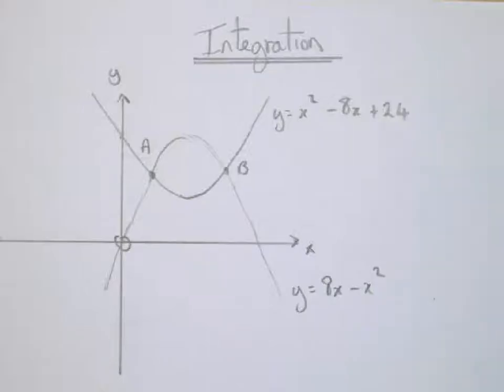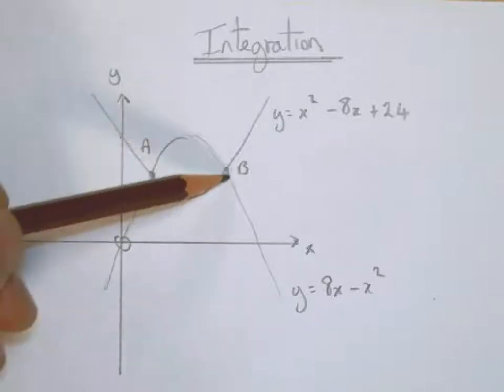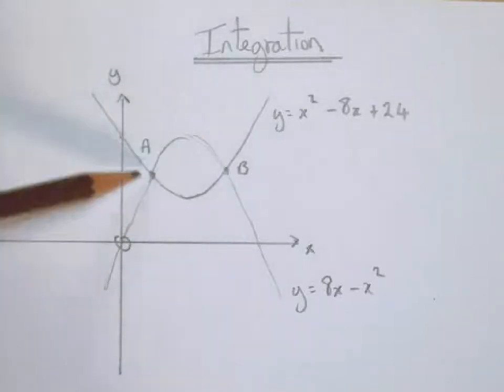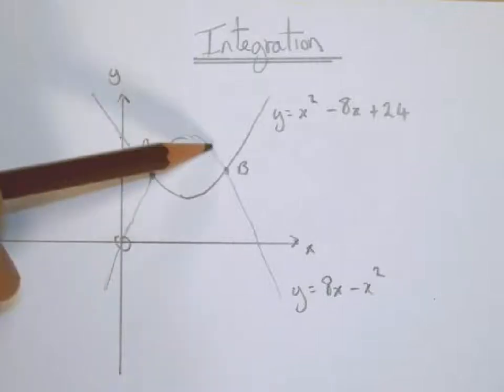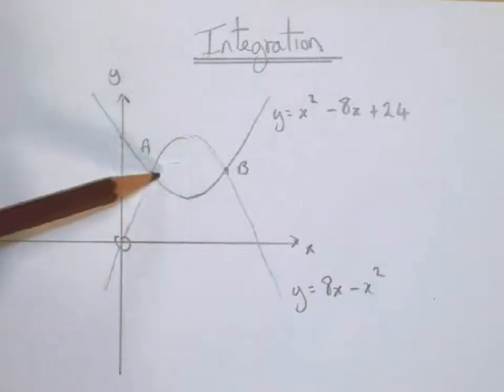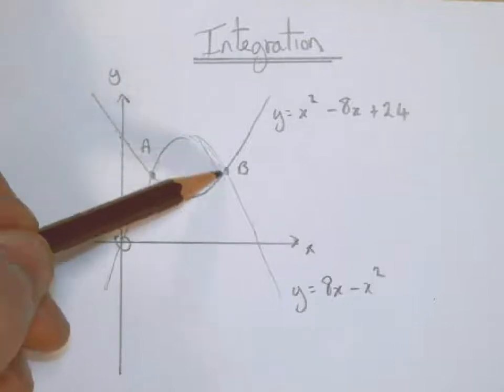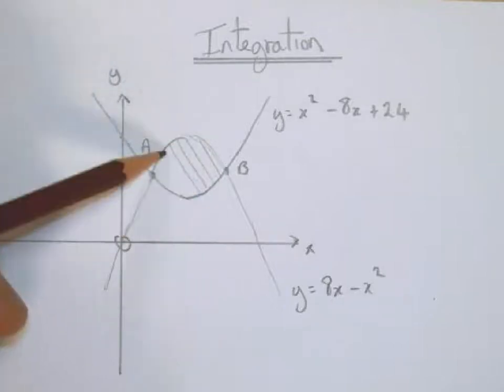This tutorial is about trying to find the area between two curves. Here we have got one quadratic, and then we've got another quadratic going this way, and they intersect at the 2 points A and B, and we have got to try and find out the area in between those two curves.